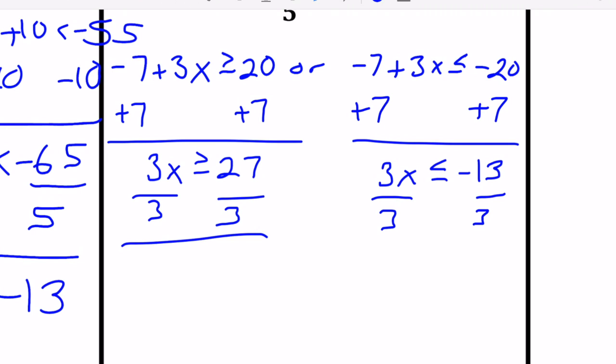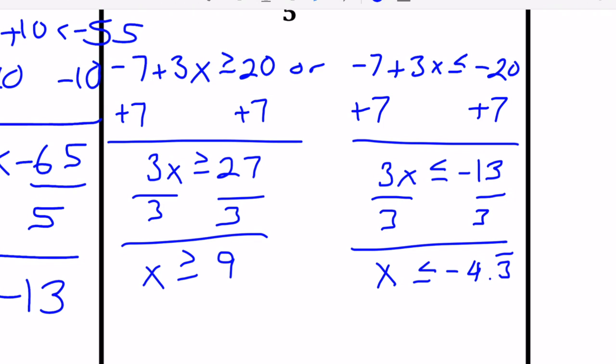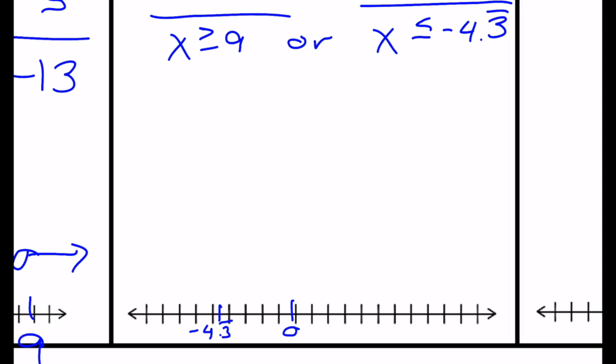Since the 3 is a positive, we are not going to be changing our inequality signs when we bring them down. So we still have x is greater than or equal to 9, or x is less than or equal to negative 4.3 repeating. Let's label our graph with the negative 4.3 repeating, 0, and 9.